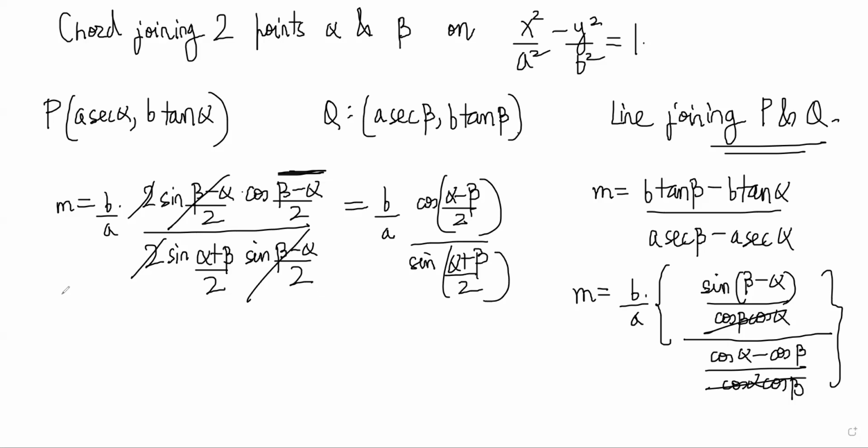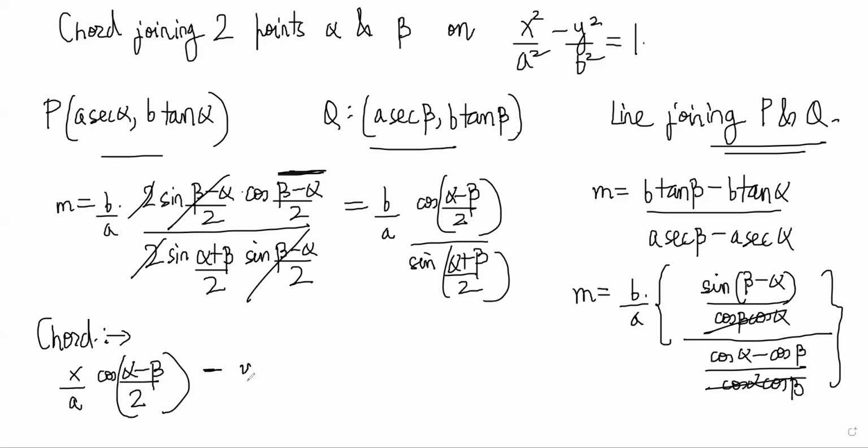So once you get the slope of the chord like this, you just have to use the two-point form equation to simplify it and write the equation of the chord. Again, the simplification is a little annoying, but you need to remember the equation of the chord joining two parametric points on a hyperbola. This chord equation can be written like this: x by a cos of (alpha minus beta) by 2, minus y by b sine of (alpha plus beta) by 2, is equal to cos of (alpha plus beta) by 2.